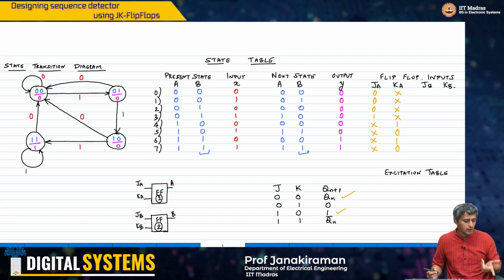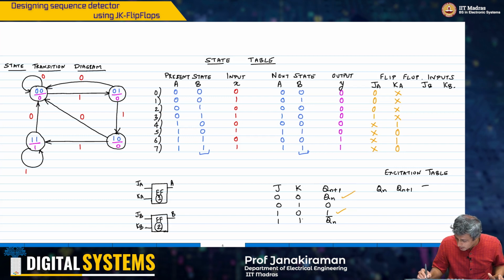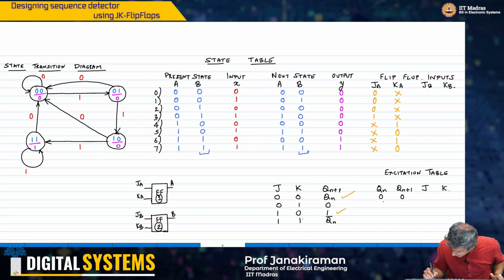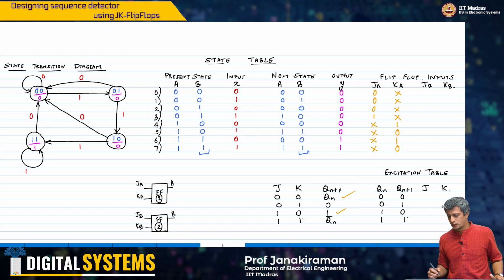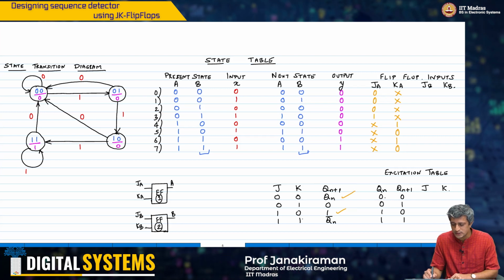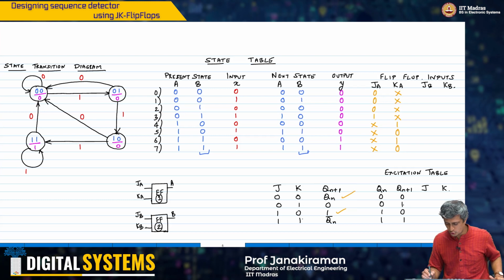Excitation table is the opposite of a characteristic table, where we are talking about the current state, the next state, and what the input should be. We are doing the inverse problem. In the analysis that we did previously, we had to look at the characteristic table and derive this excitation table each time. Instead of that, we are just going to write down this excitation table for the JK flip-flop first and just use these entries to populate what JB and KB should be.